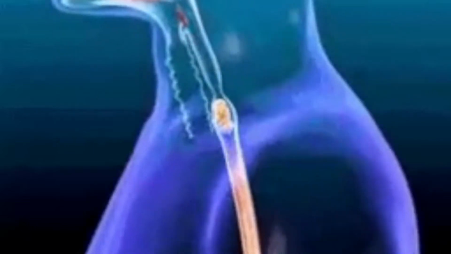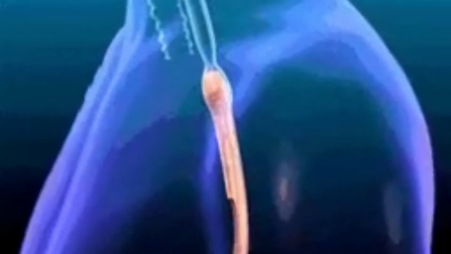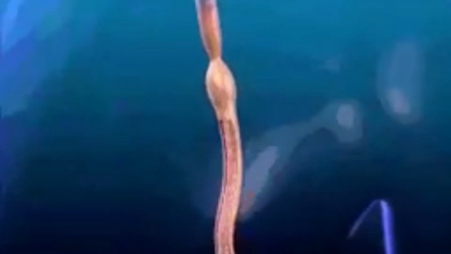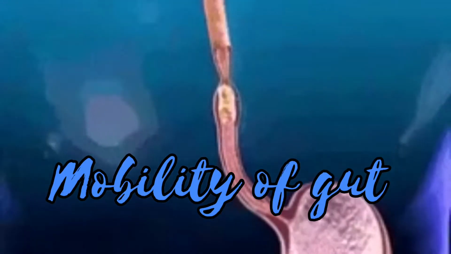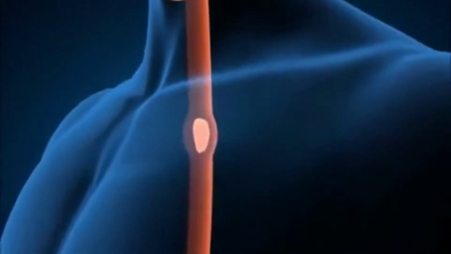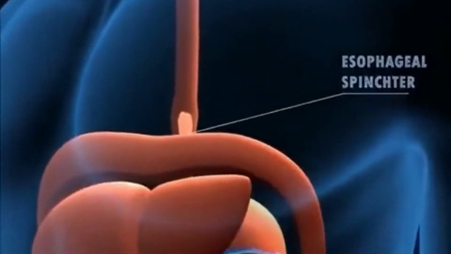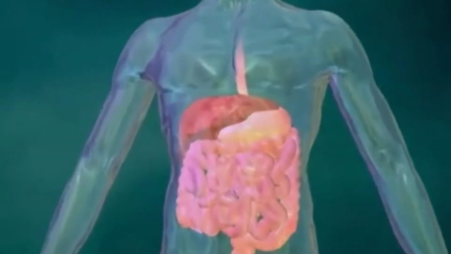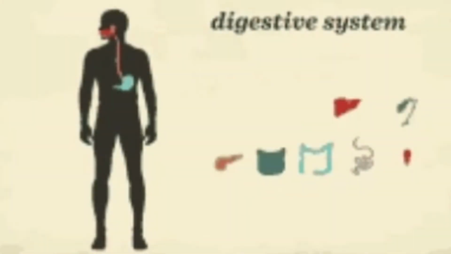Dear students, in today's video I will discuss mainly two topics. First is the mobility of the gut, and secondly the mechanism of digestion. So let's start with the mobility of the gut. The alimentary canal allows the movement of food forward along its length.